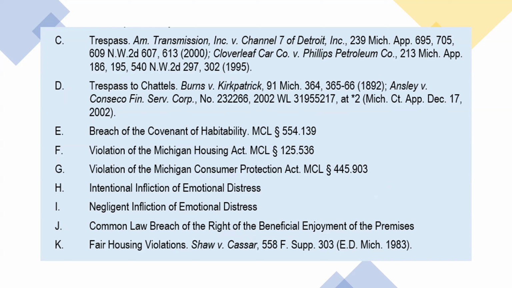And as mentioned, the Shaw v. Kasser case, fair housing violations. In their case, there was an unlawful lockout as well as a fair housing violation, race discrimination, and the court there awarded $20,000 recovery plus attorney fees under the Fair Housing Act.